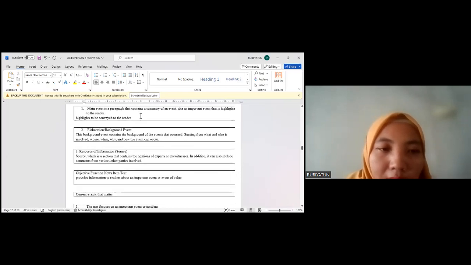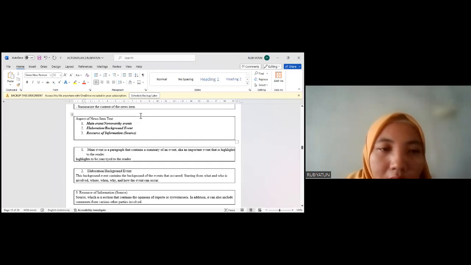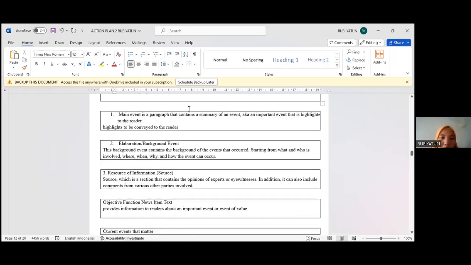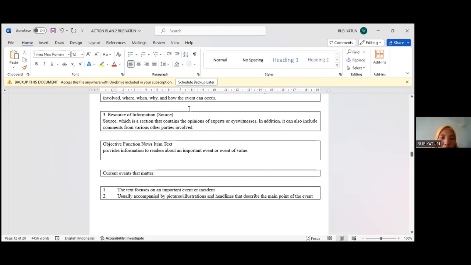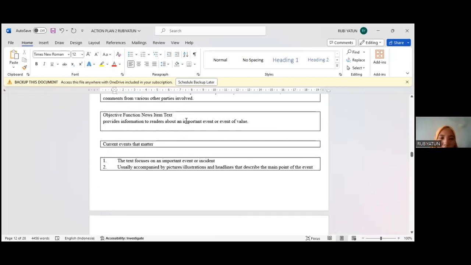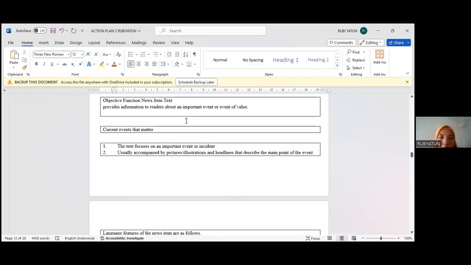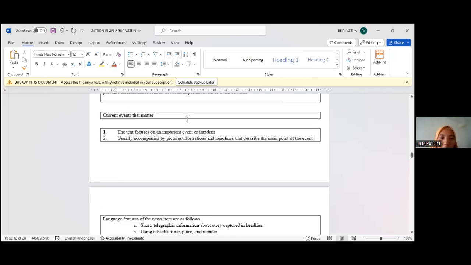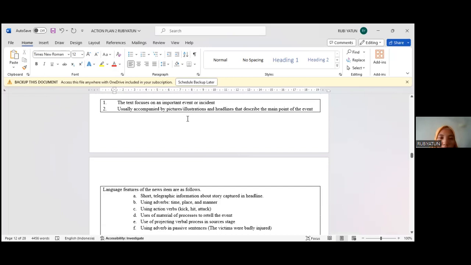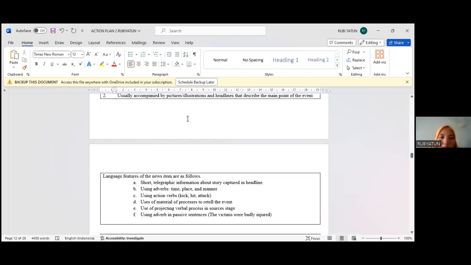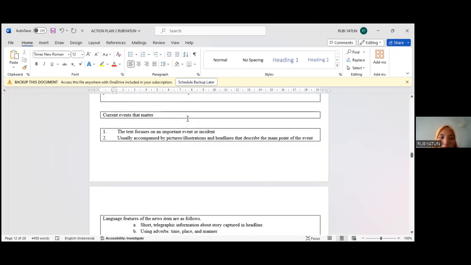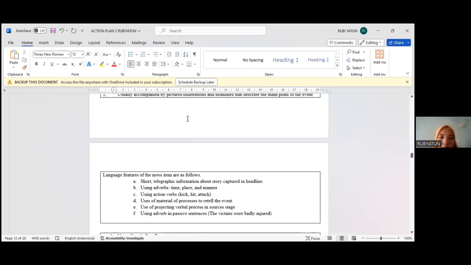Explore the main event, what is the elaboration, and what is the resource. And then the teacher gives the objective: the function of the news item text is to provide information to the reader about an important event. The teacher also emphasizes to the students that the text focuses on an important event or accident, which is the characteristic of the news item.